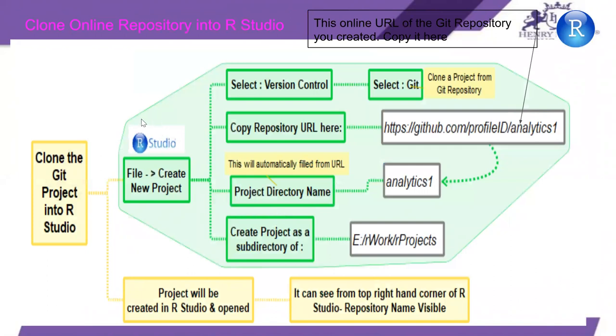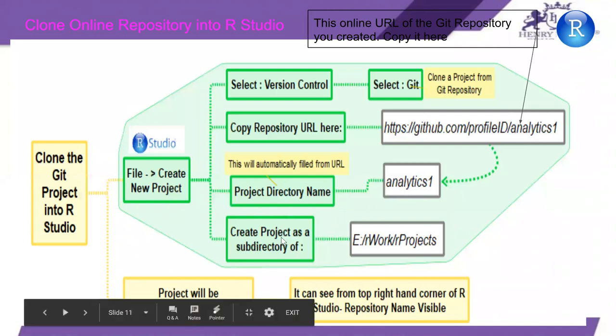Then you need to go to your R Studio and create a new project. And once you create a new project, you need to select the version control, and then the option will come on the Git. And when you select it, it'll prompt you for your URL. And this URL you need to copy from your Git repository, having created one repository in analytics, like analytics one here. You copy that URL, automatically the parts of the path will get copied into the relevant box, and you will find the last part of the repository name being reflected under the project directory.